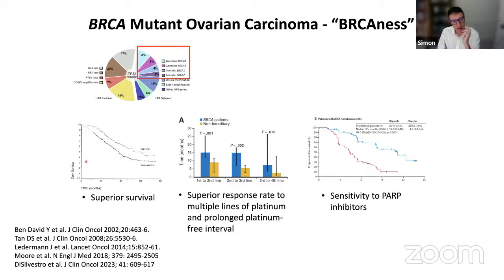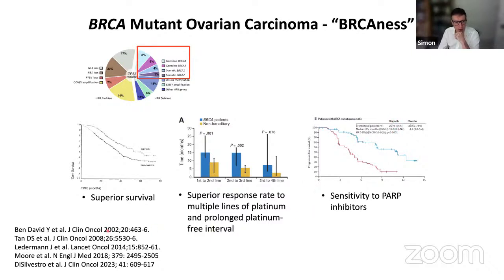Well, the patients with tumours that are BRCA mutant have a superior survival. They have a better response rate to platinum-based chemotherapy. And importantly, and what has driven the testing, is they show sensitivity to PARP inhibitors. And these PARP inhibitors, such as olaparib, are now part of routine care.